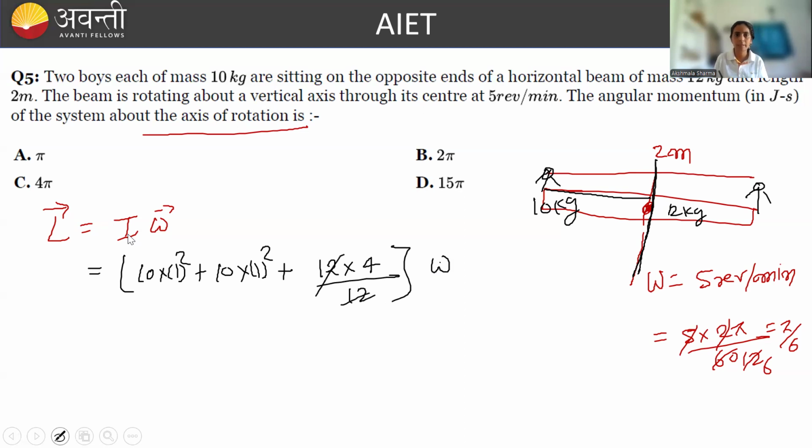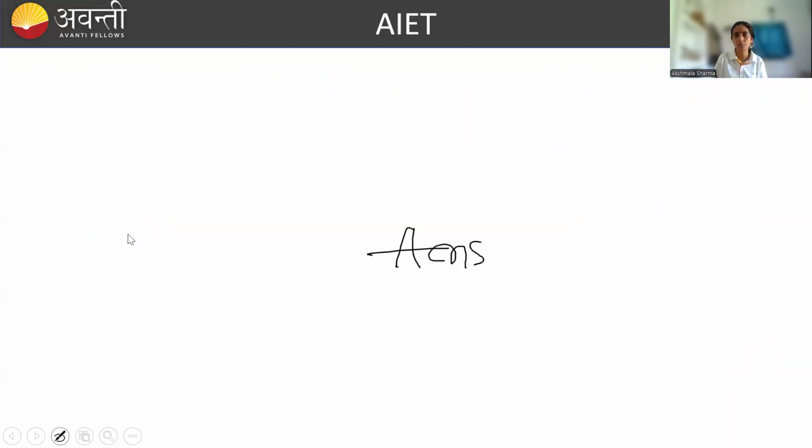Now you see how much it comes. 20 plus 4, that is 24 into pi by 6. So the answer that we are getting is 4 pi. So the correct answer will be what? The correct answer will be your C, 4 pi.